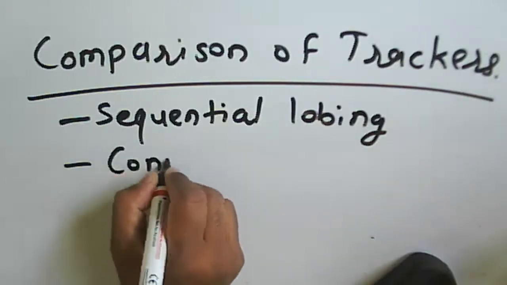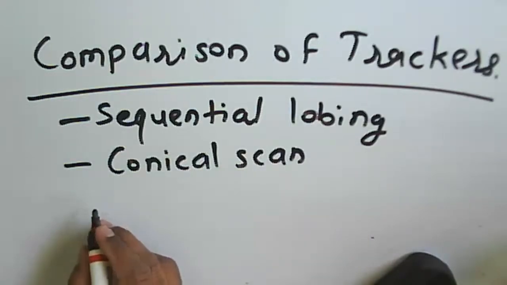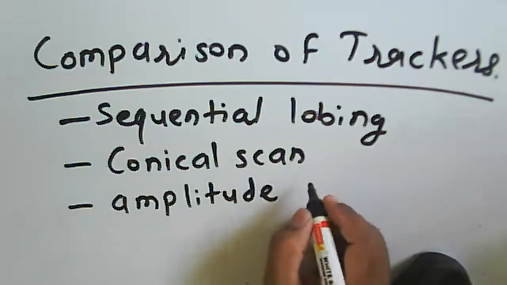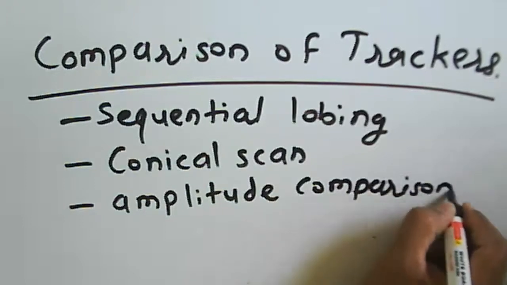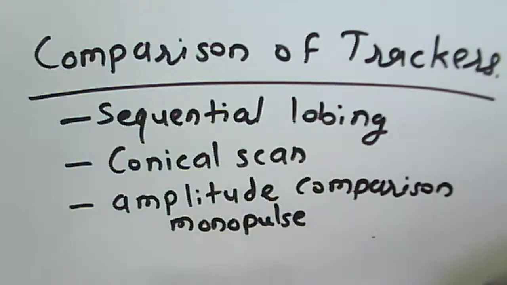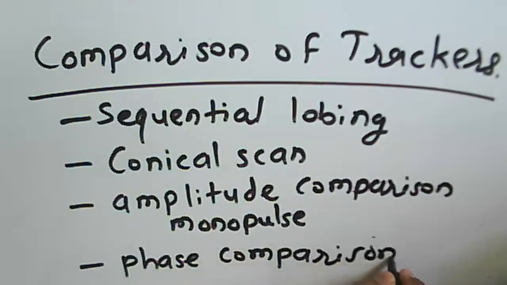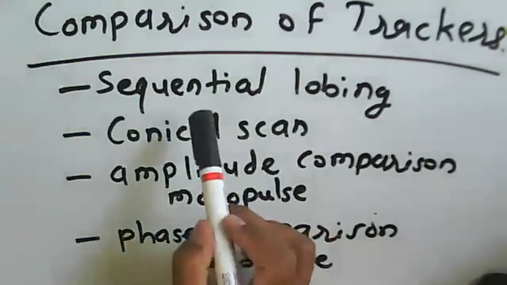Then we can consider a conical scan, okay, then amplitude comparison monopulse. That is about amplitude comparison monopulse tracking, and phase comparison monopulse tracking.